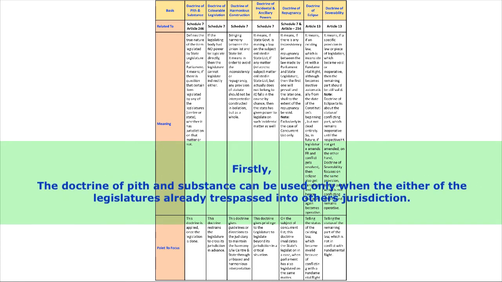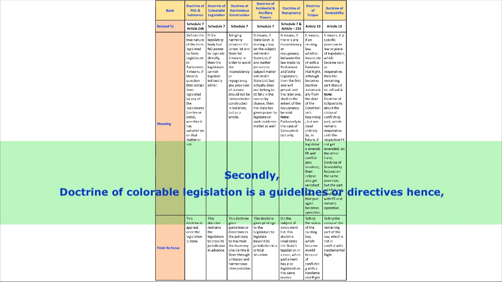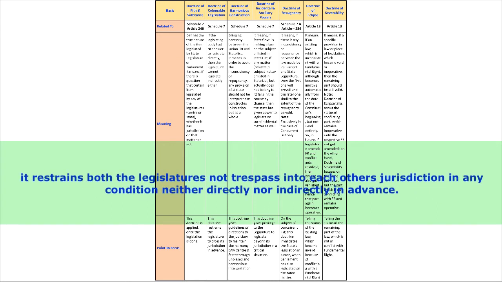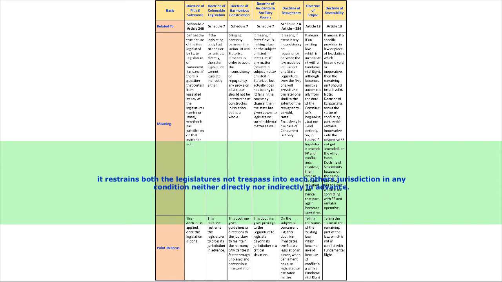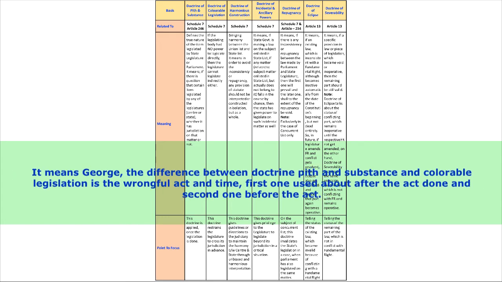Firstly, the doctrine of pith and substance can be used only when either of the legislatures has already trespassed into the other's jurisdiction. Secondly, the doctrine of colorable legislation is a guideline or directive, hence it restrains both the legislatures from trespassing into each other's jurisdiction in any condition, neither directly nor indirectly, in advance. It means, George, the difference between the doctrine of pith and substance and colorable legislation is the wrongful act and time: the first one is used after the act is done and the second one before the act.